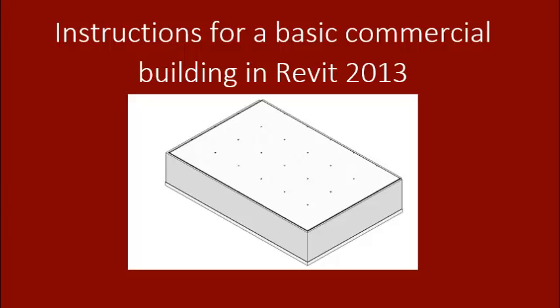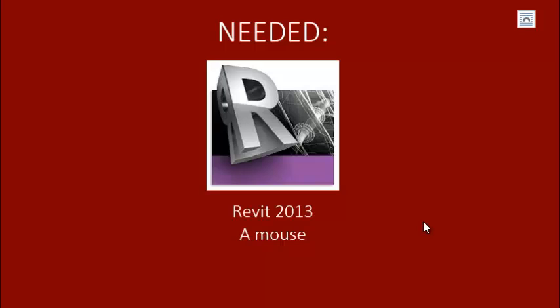Hello. This instructional video will teach you how to make a basic commercial building structure and shell in Revit 2013. For this project, it is recommended that you have Revit 2013 and a mouse. The taskbars change slightly from year to year in the versions of Revit, and the mouse will help you navigate the model more easily than a laptop trackpad.